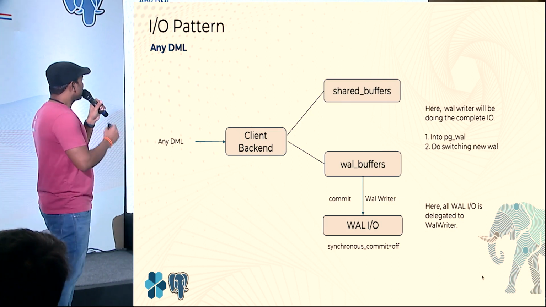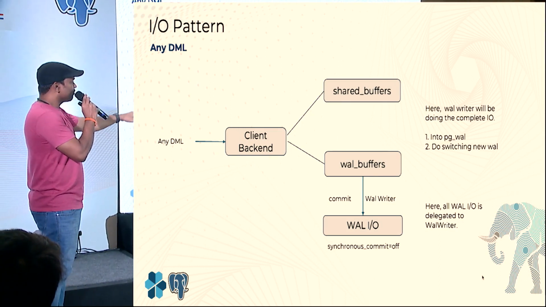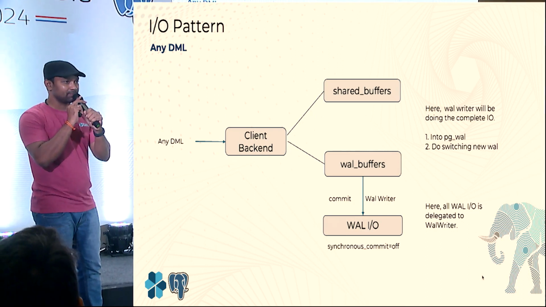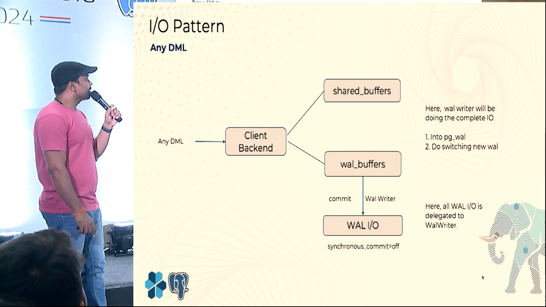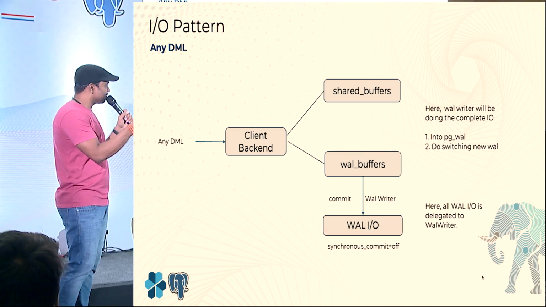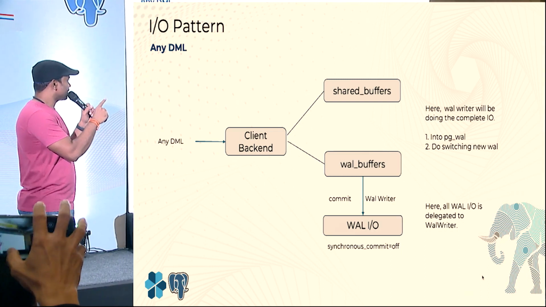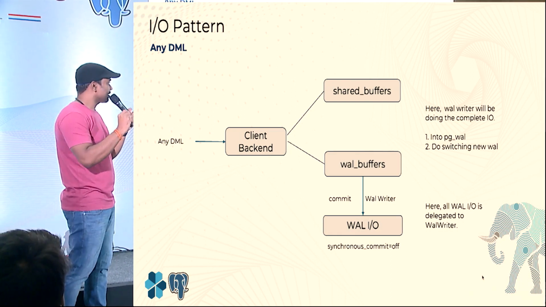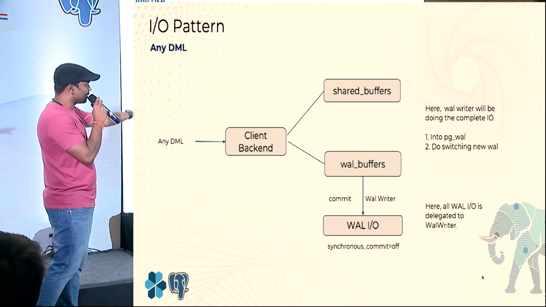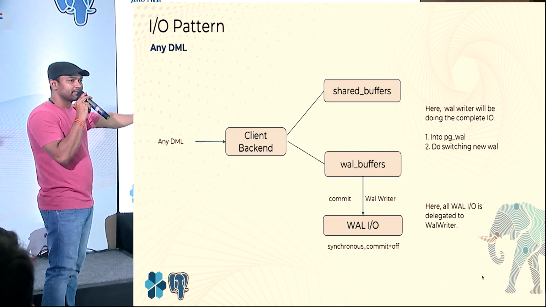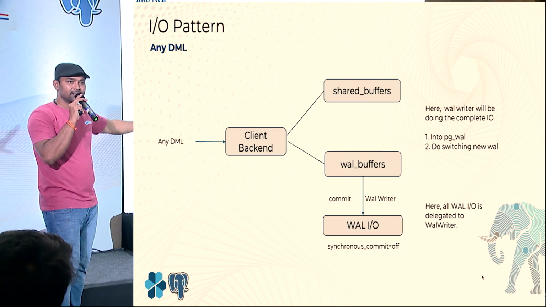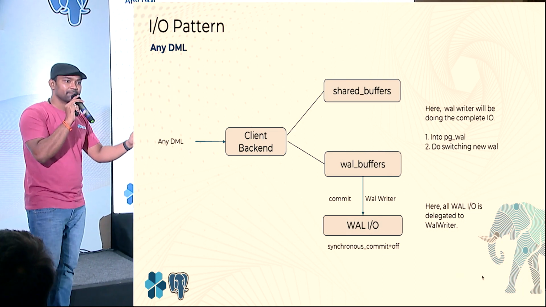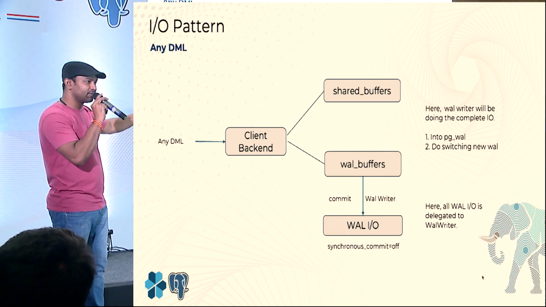Right. So this is another pattern where we have synchronous commit off. A simple DML statement, insert or update. The data goes to shared buffers and WAL buffers, but the client backend only does the FSM read I/O, and the majority of the heavy lifting is done by the WAL writer, and there is no I/O from the client backend. So if you disable synchronous commit, you always have better query response time, because the client backend is not involved in any of the I/Os.